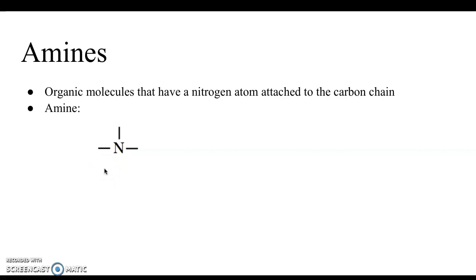Amines, just like alcohols, have primary, secondary, and tertiary amines. I'm not going to go over it with amines because it's not as prevalent or relevant to the immediate classes you're going to take. But if you see a nitrogen in the molecule, think amine.